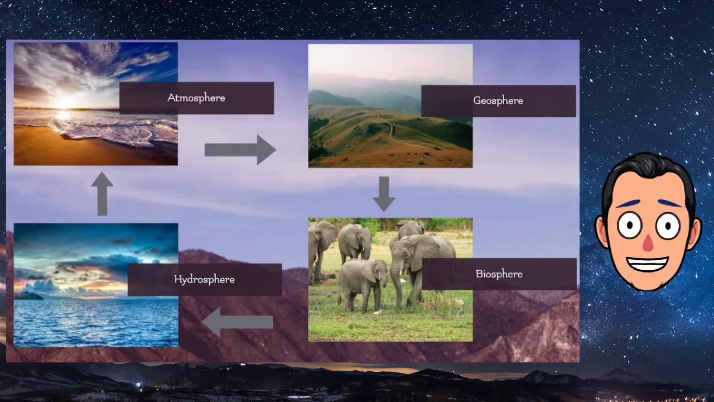So, energy and matter can flow from the atmosphere to the geosphere, from the geosphere to the biosphere, from the biosphere to the hydrosphere, and from the hydrosphere back again to the atmosphere.